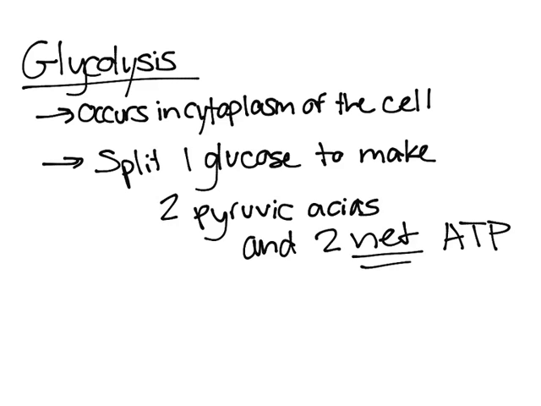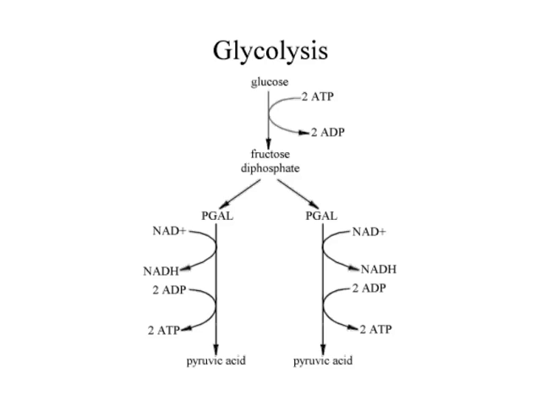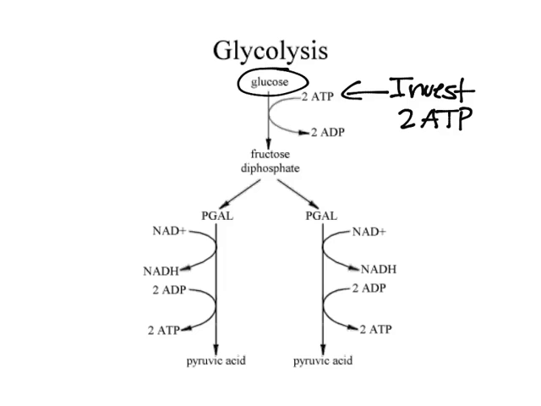So now let's talk about the process. Let me clear this. So here's a good diagram of glycolysis. And so essentially the first step here is the investment step. So you have to invest 2 ATP to get the process going. So you invest 2 ATP to convert glucose into fructose diphosphate. And then it splits up into 2 p-gals.